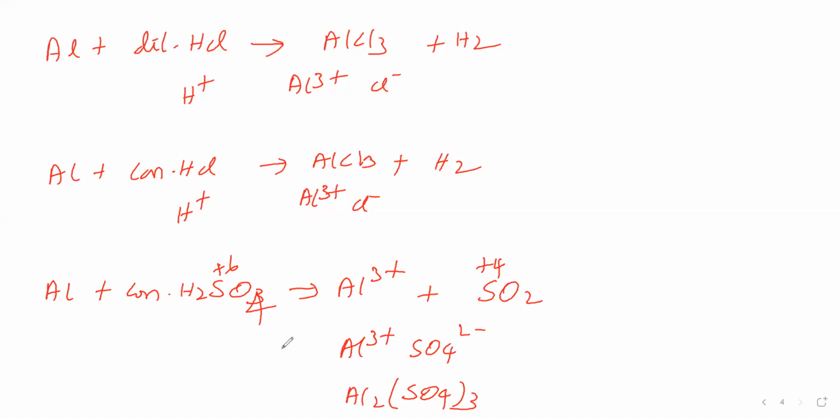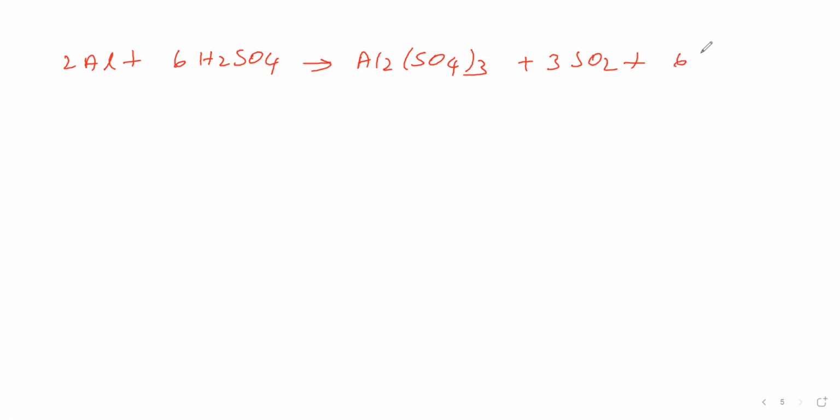So let us balance this equation. We'll write a balanced equation. Aluminum plus concentrated sulfuric acid. Aluminum undergoes oxidation and becomes aluminum ion. Aluminum ion takes sulfate and becomes aluminum sulfate, formula Al2(SO4)3. Sulfur undergoes reduction and becomes sulfur dioxide. Then for balancing, we will write water molecules. Okay, it is the balanced equation.